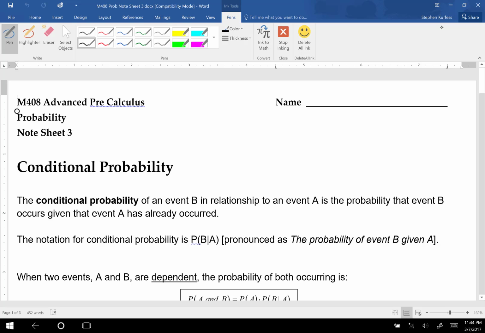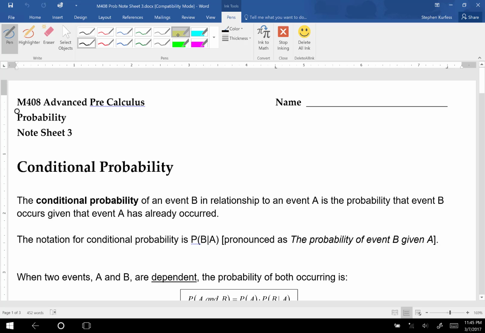So let's just talk a little bit first here. The conditional probability of event B in relationship to event A is the probability that event B occurred given that A already occurred. Remember we talked about this? This was dependent events, right? So something occurred, kind of like yesterday when we talked about the probability of picking a queen if we've already picked a king. We didn't put the king back, so it changes the probability. Or if we picked a queen, it changes the probability of picking another queen, right? So it's conditional probability, that something has already occurred.